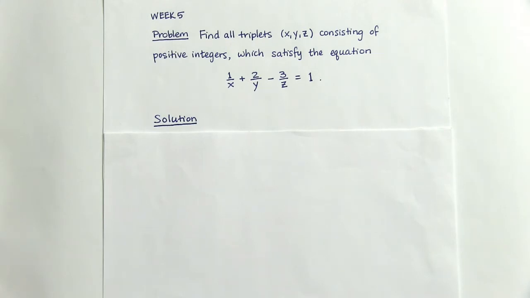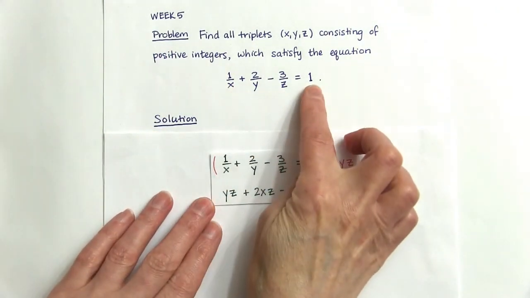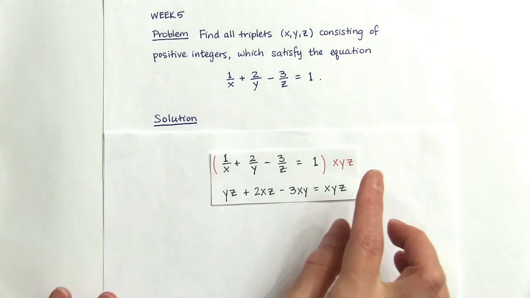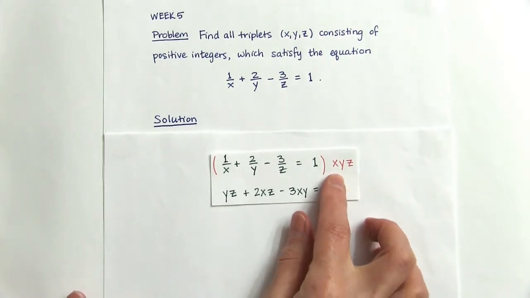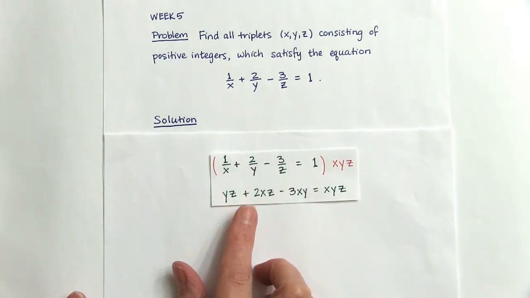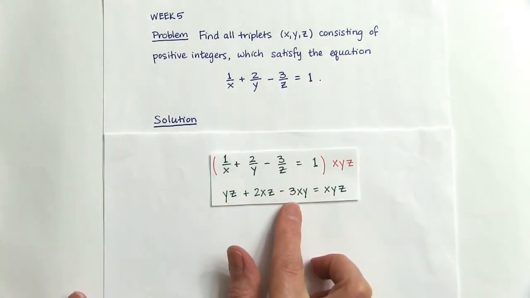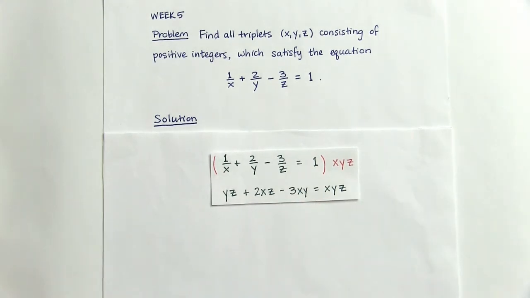Now that we understand what the problem is asking, let's start talking about how to solve the problem. The first thing I'm going to do is multiply both sides of my original equation by the product xyz. And I notice that this equation becomes yz plus 2xz minus 3xy equals xyz.